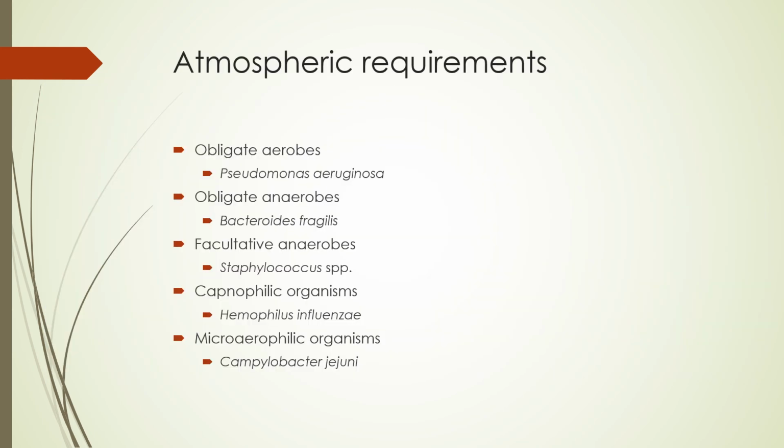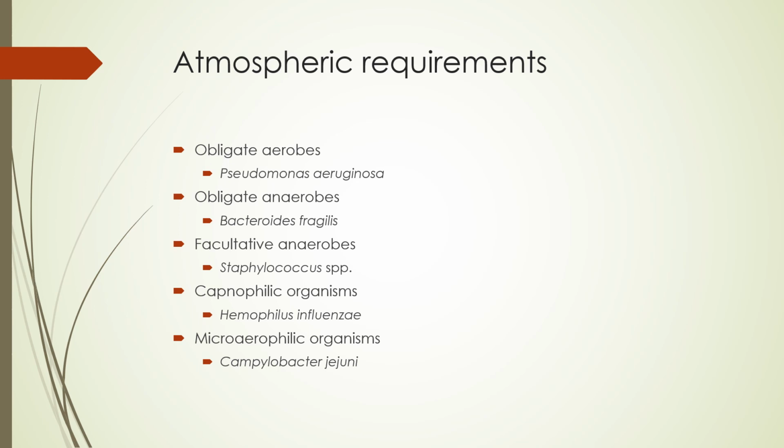Now, organisms have to grow in the correct atmosphere or they won't reproduce or be viable. Some organisms are known as obligate aerobes, so they absolutely have to have oxygen. One example of that is Pseudomonas aeruginosa. We also have obligate anaerobes. These are bacteria that absolutely cannot have any oxygen.